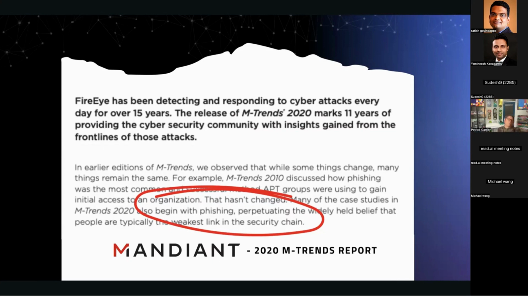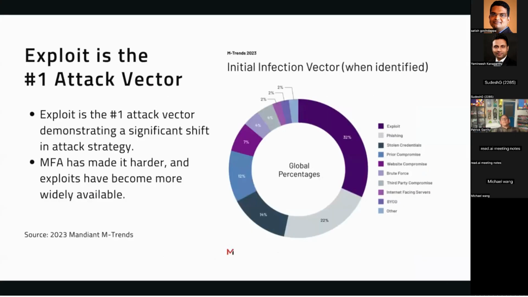This was pulled from Mandiant's M-Trends report in 2020, which is more of the same, more phishing, everything is phishing. There hasn't been any change. Literally, those are their words. The reality is in 2023, in the new report, the number one attack vector is now exploitation. So organizations very rapidly are being caught in a situation where it wasn't much of a problem.